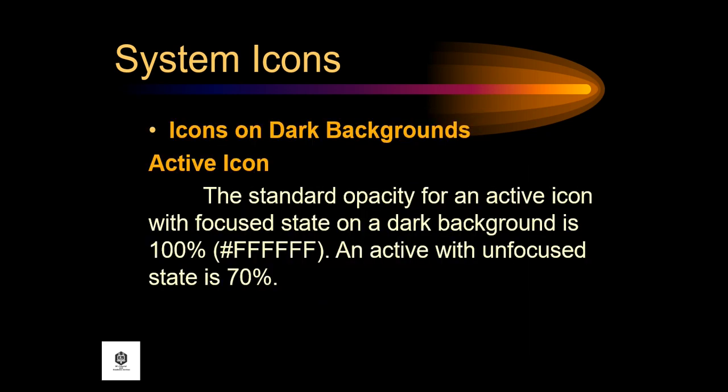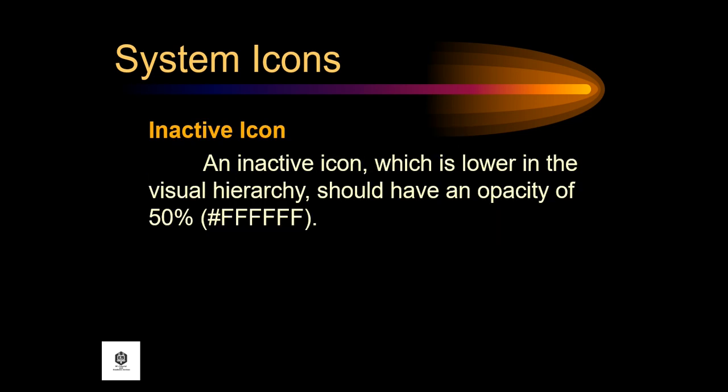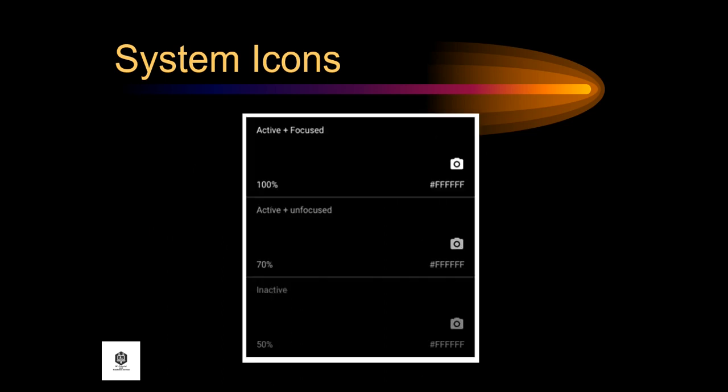Then icons on the dark backgrounds also have active icon and inactive icon. For the active icon, the standard opacity for an active icon with focus state on a dark background is 100%, and active with unfocused state is 70%, while inactive icon, which is lower in the visual hierarchy, should have an opacity of 50%. So here's the example image of the active, which is focused, active, which is unfocused, and inactive.